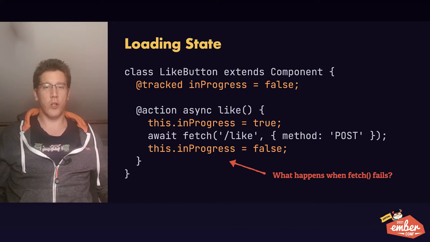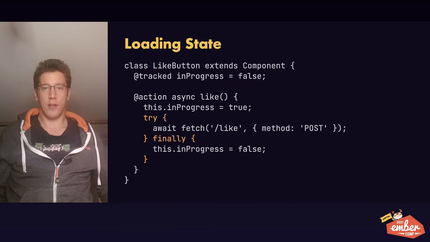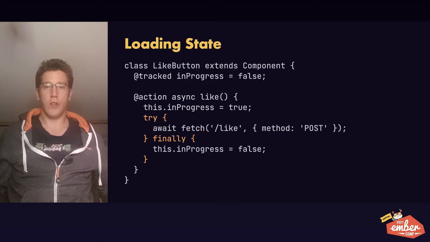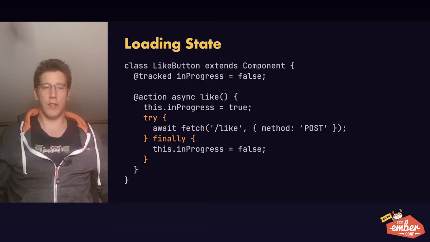But what happens when fetch fails? In that case, the like action will stop running and our property will never be reset. That is not what we want. We want to always reset it. We can fix this by using the try finally pattern. We will put the fetch call in the try block and reset our property in the finally block, which always runs, whether fetch fails or succeeds.